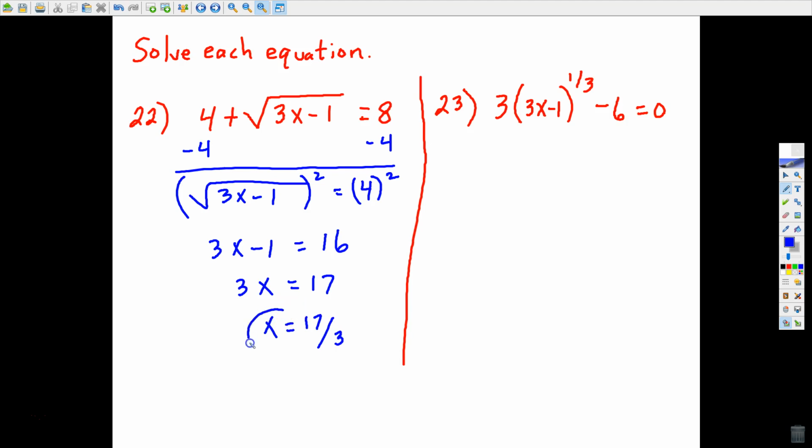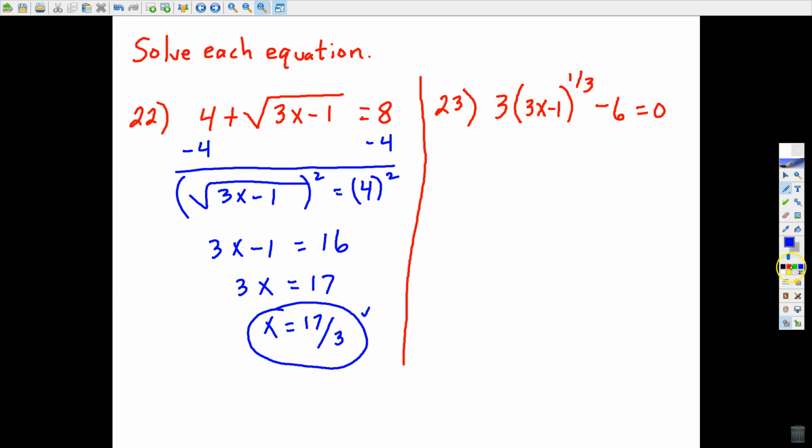It's always a good idea to check these. I'm going to go through just a mental check. 3 times 17 thirds is 17. The 3's would cancel. And 17 minus 1 is 16. The square root of 16 is 4. 4 plus 4 is 8. So that is a good solution.